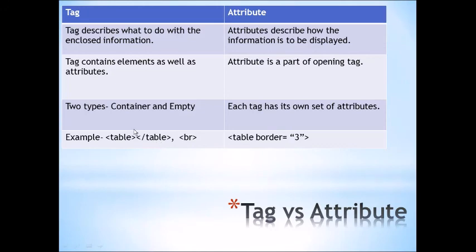And we have two types of tags. We have already discussed this. One is the container tag and the other one is the empty tag. And each tag has its own set of attributes. That means different tags have different attributes. Simple. Then the example: these are container tags and this is an empty tag, and this border is the attribute of the table tag. So these are the main and basic concepts of an HTML document.